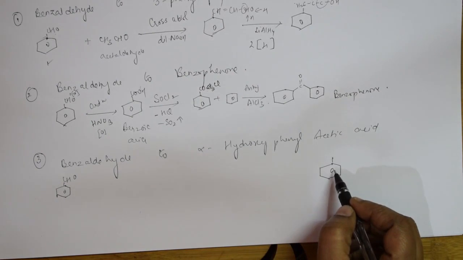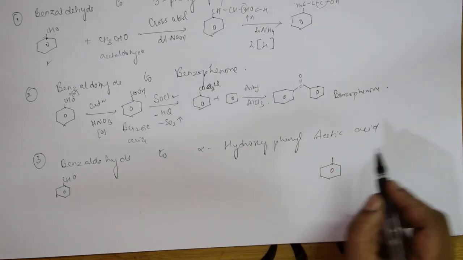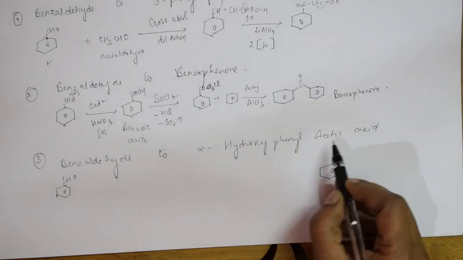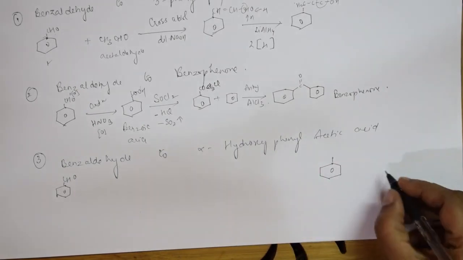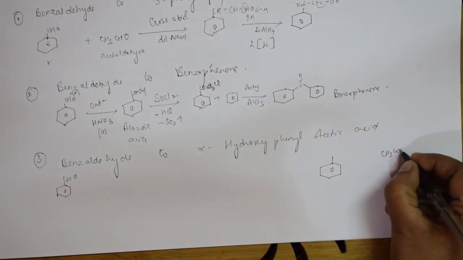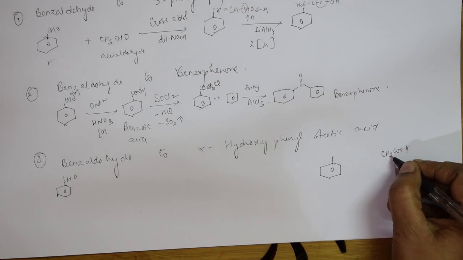Now this is your phenyl ring. At the alpha position you have a hydroxy group as well as acetic acid. Acetic acid is CH3COOH, isn't it? This is CH3COOH. Now to this, what happened? This hydrogen is replaced by this particular hydrogen from here.